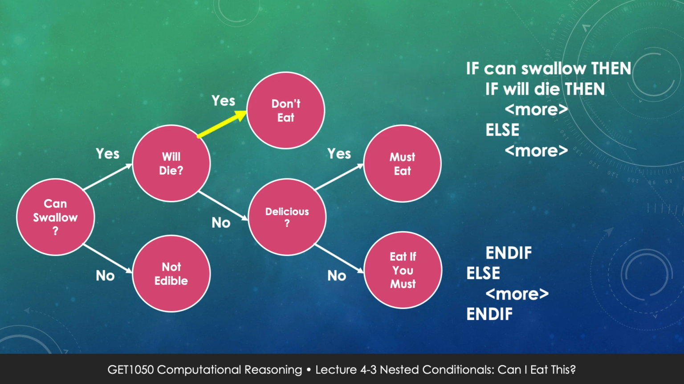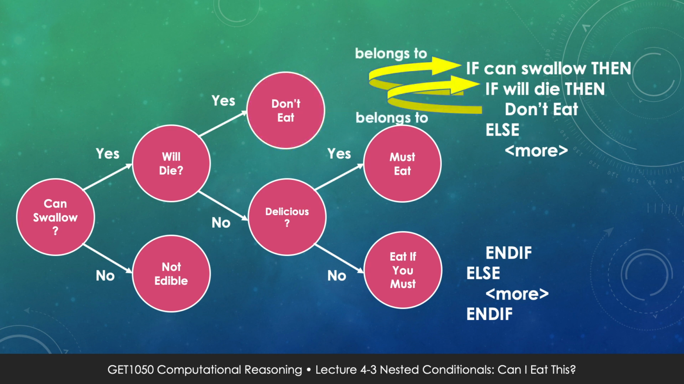Now, let's follow the yes branch of our tree diagram. It ends with a don't eat. So we can put that inside our pseudocode and it'll look like this. If can swallow then, if will die then, don't eat, else, and so on, right? Now, notice that don't eat is pushed to the right of if will die then. Yeah? This means that don't eat belongs to if will die then, which belongs to if can swallow then. Now, let's trace the other branch.